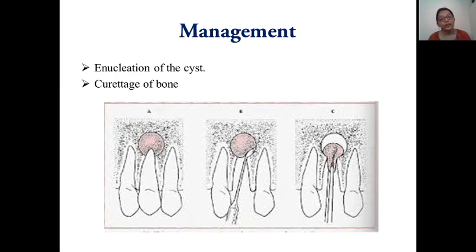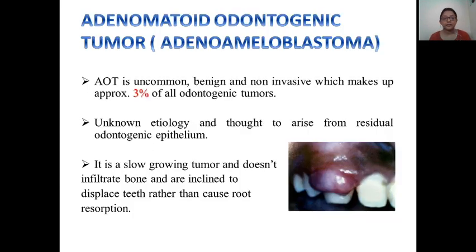Also we can do curettage of bone, in which we will take all the epithelial tissues associated with that structure, so that it will prevent the recurrences of the cyst. Any cystic fluid left can recur the cyst.